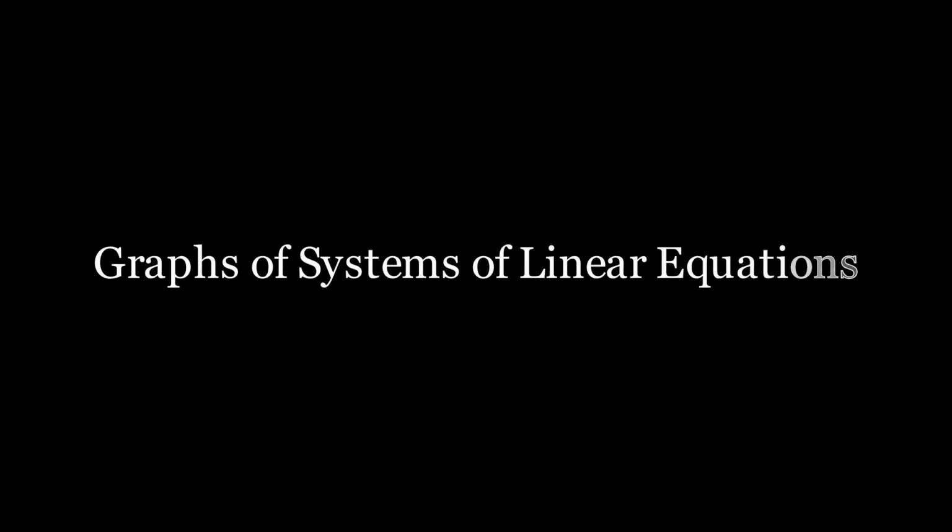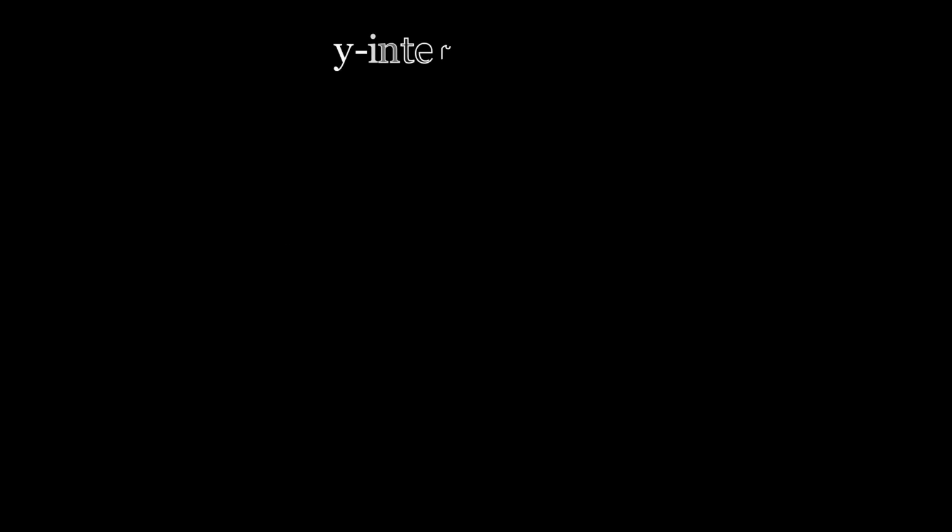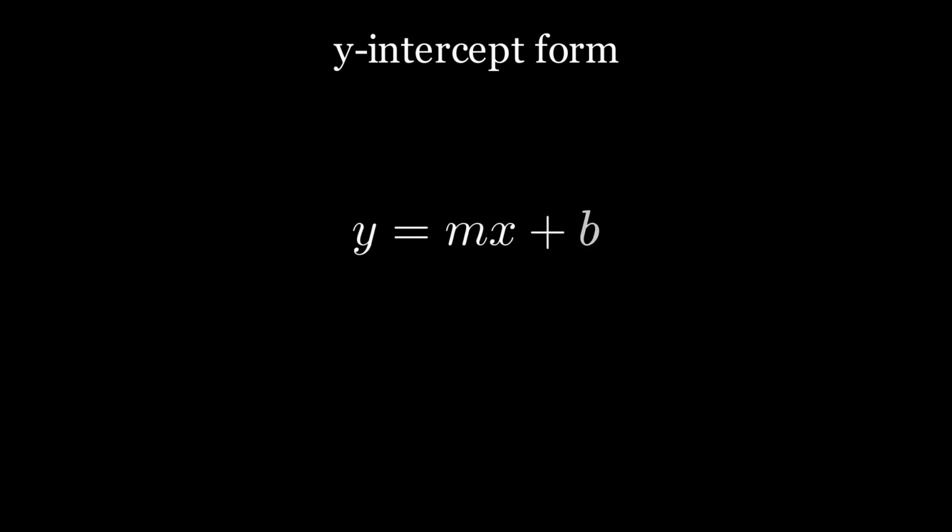Let's look at the graphs of systems of linear equations. To start, let's get to know what y-intercept form is. Y-intercept form is when y is isolated, and m is the value for slope, and b is the value for y-intercept. So when you have your equation in this form, it is y-intercept form.